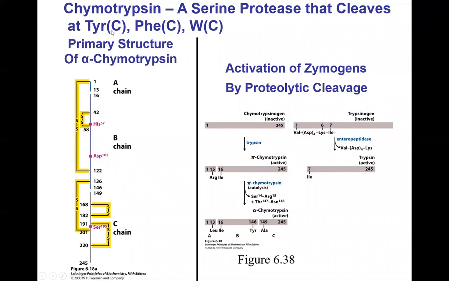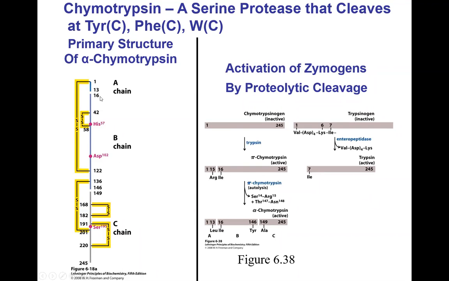But chymotrypsin is a protease that cleaves the peptide bond at the C terminus of the aromatic residues: tyrosine, phenylalanine, and tryptophan. So it will cleave the amide bond at the C terminus of these aromatic residues. Remember, every amino acid in a peptide will have a C terminus and an N terminus. So the peptide bond at the C terminus is what chymotrypsin will cleave.